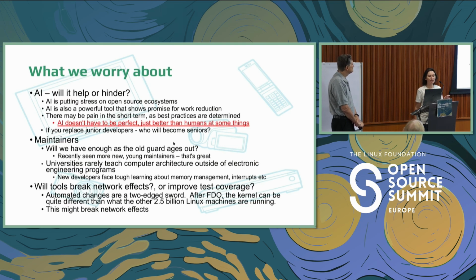Yeah, and to start summing up, so what do we worry about? About the AI? As you can imagine, it's already putting stress, but it's also a powerful tool. So what's going to happen in the future? That's an open question. And what worries me personally is that many companies are replacing junior developers with AI these days. So then the question is, who is going to become seniors at the end?